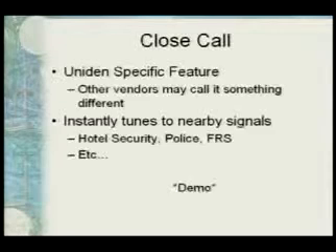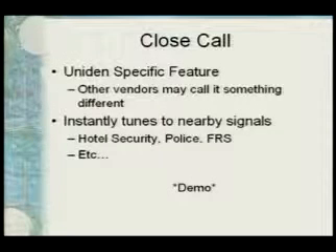So we want to talk a little about finding stuff. When you're listening, I don't know how many were in the talk before, but they talked about direction finding. Uniden has one of their specific features, and they call it Close Call. Other vendors may call it something different. I'm not sure. What it does, it instantly tunes to nearby signals. Just within a proximity, you key up and it will tune to that. It can show you their tone, so you can find out who's going there. So hotel security, that's how we found them. We just stood next to them while they keyed up.